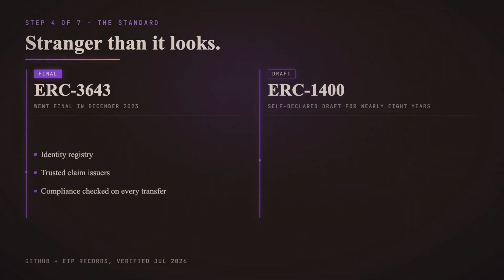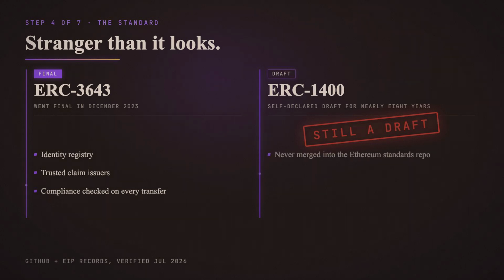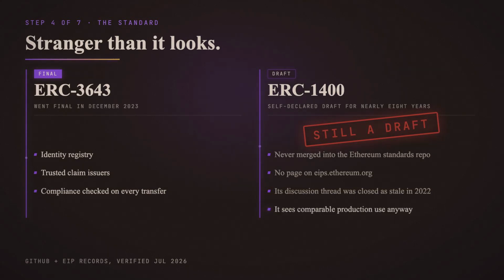ERC-1400, the one you have probably heard called the Security Token Standard, has been self-declared draft for nearly 8 years. It was never merged into the Ethereum Standards repository. It has no page there today, and its discussion thread was closed as stale in 2022. It sees comparable production use anyway.